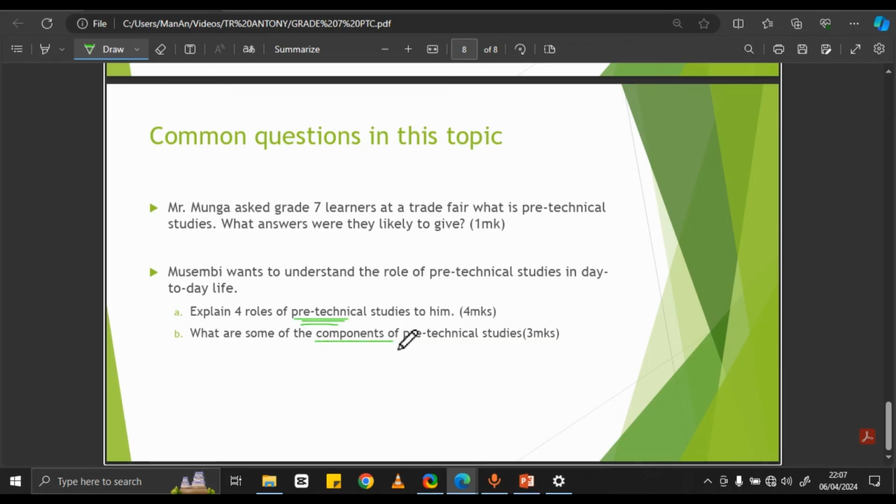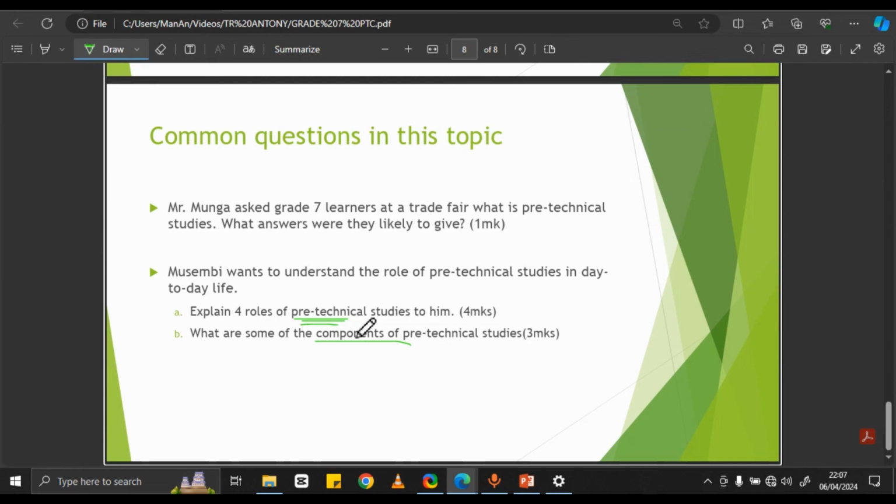What are some of the components of pre-technical studies? Again, we have covered. We have said there are 3 main components of pre-technical studies. That is pre-technical studies itself, computer science, and business studies. So we've come to the end of the first lesson.